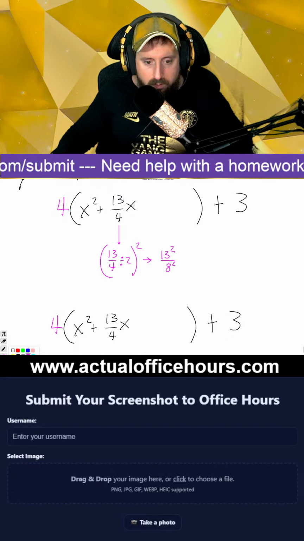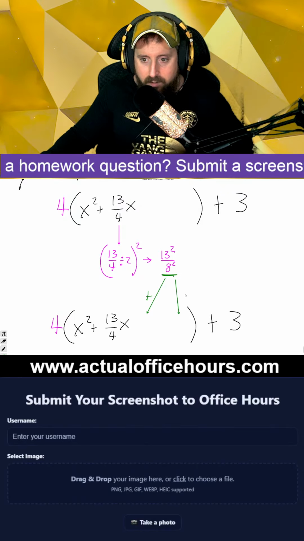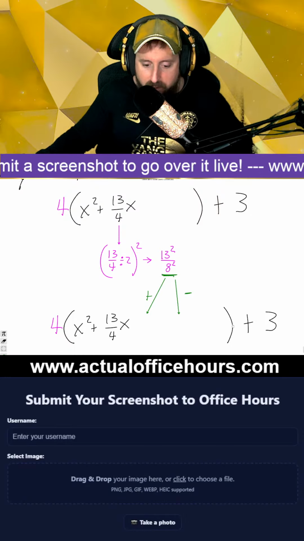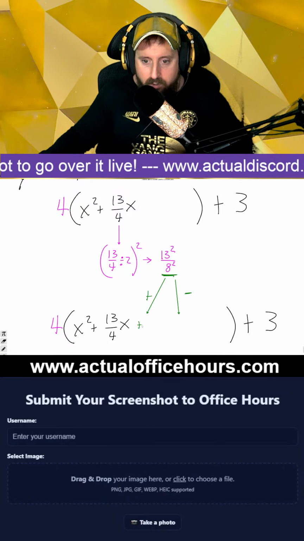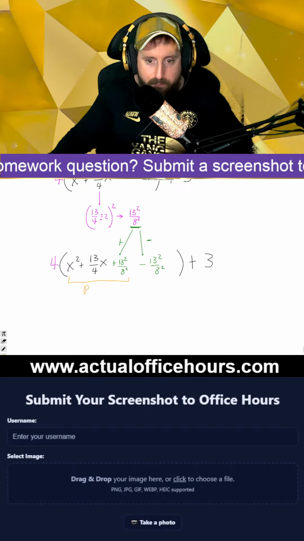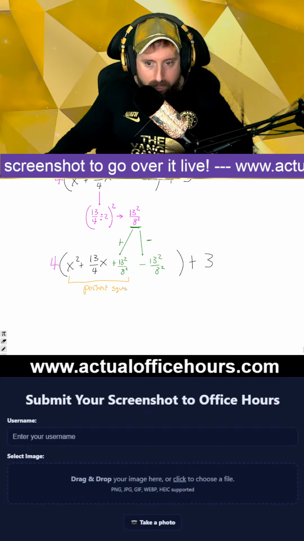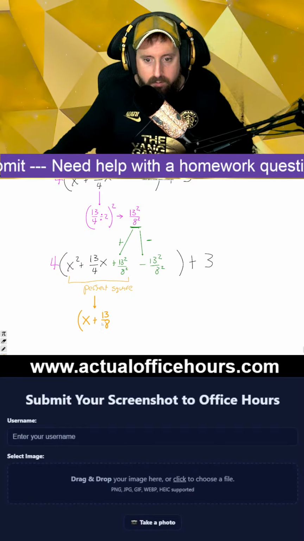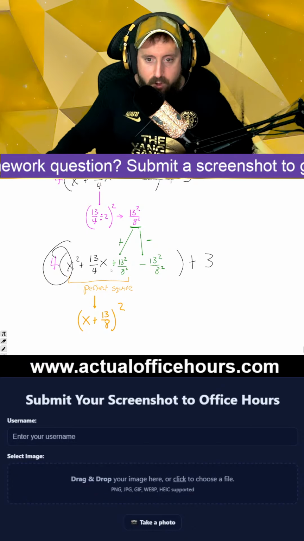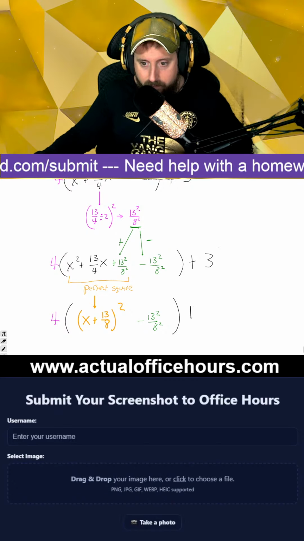Now I'm going to take this thing and I'm going to add it and I'm going to subtract it. Because if I add and subtract the same number, it's the same thing as just adding 0, which isn't changing anything. So I'm going to say, cool, plus 13 squared over 8 squared, so that this is a perfect square. And because this is a perfect square, okay? But I still have all this stuff on the outside. I still have this. And I still have this. Okay?